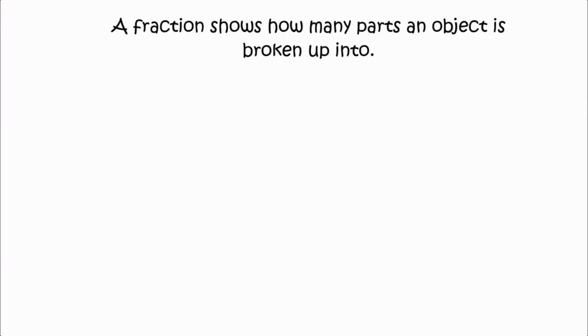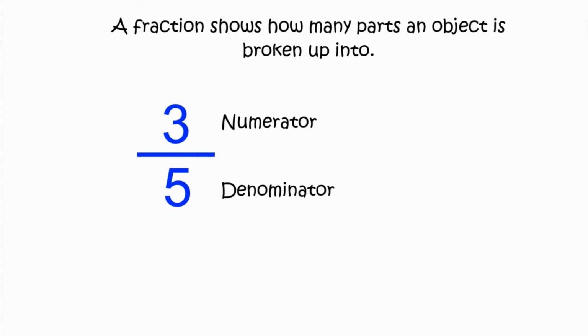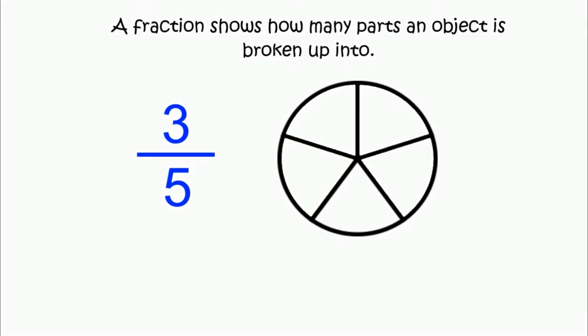A fraction shows how many equal-sized parts an object is broken up into. You can easily recognize a fraction by the line that is written between the two numbers. The top number is called the numerator, and the bottom number is called the denominator. In this lesson, we will use a circle to represent one whole.